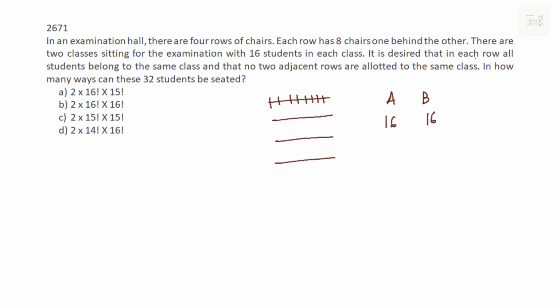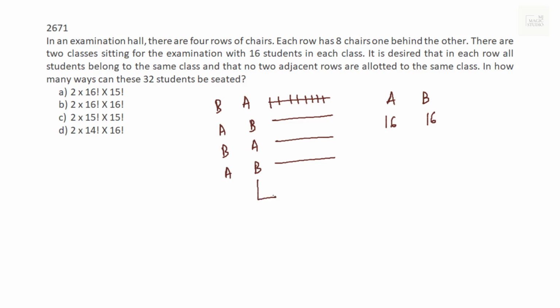It is desired that in each row all students belong to the same class and that no two adjacent rows are allotted to the same class. That means we can have A B sitting, or we can have B A sitting. In how many ways can these 32 students be seated?